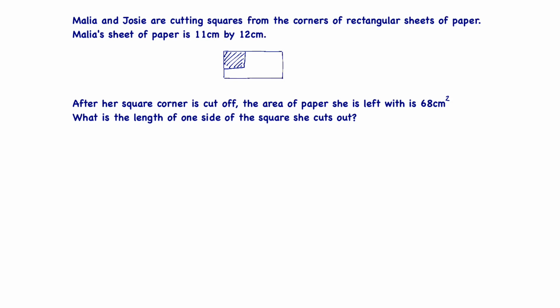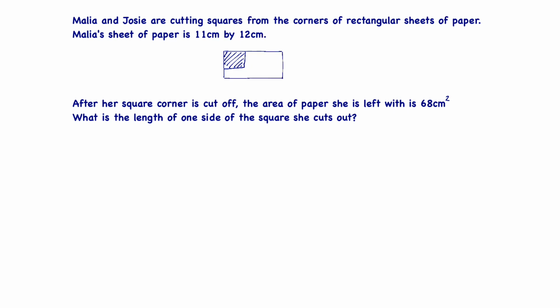So, Malia and Josie are cutting squares from the corners of rectangular sheets of paper. Malia's sheet of paper is 11 centimetres by 12 centimetres. After her square corner is cut off, the area of paper she is left with is 68 centimetres squared. What is the length of one side of the square she cuts out?